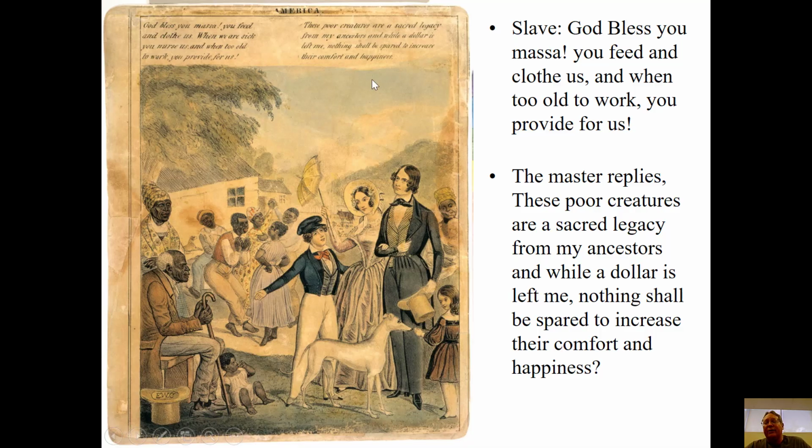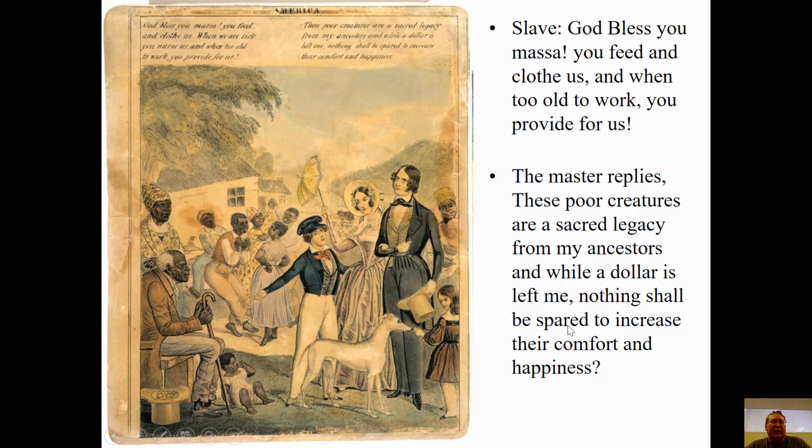And supposedly the master would reply in this situation as he tells his children what's going on here. These poor creatures, these enslaved people that we own, are a sacred legacy for my ancestors. I've inherited all of this, right? And while I still have money, he says, nothing shall be spared to increase their comfort and happiness. That's supposedly why Southerners are saying we take care of everybody. Yes, we have a good life. Yes, we are rich. Yes, we're successful. But so is everybody else.